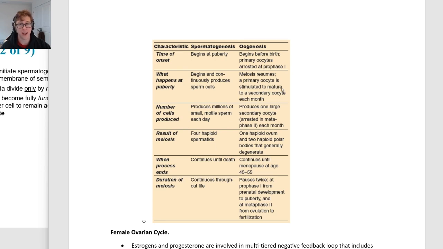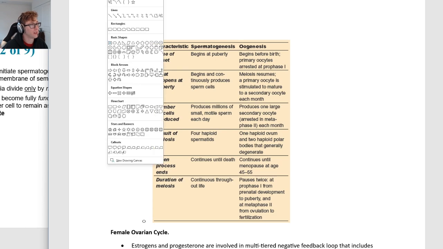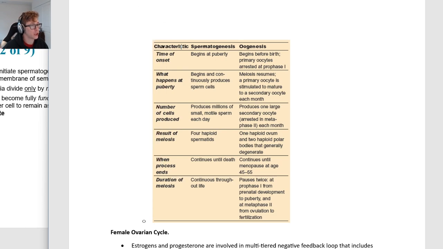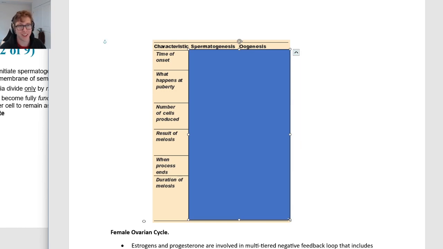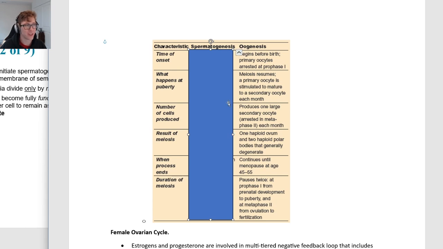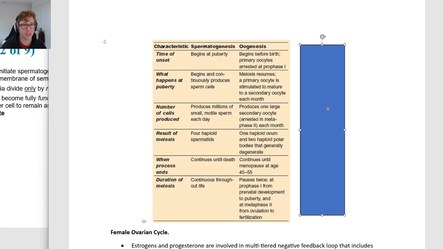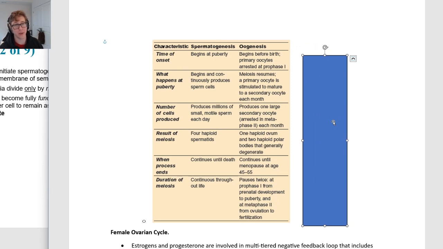This is a really good slide if you want to compare the differences and try to chart the path through. I'm a huge fan of actually taking this and then either erasing the inside, or what I would do is insert a shape, put a box there, study it, and see if you're able to list out what happens in spermatogenesis, at puberty, at the result of meiosis, when the process ends. Do it for oogenesis. It's a good way to actually test your knowledge to make sure that you know what's happening.